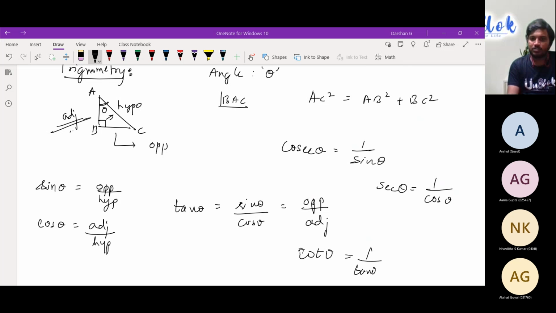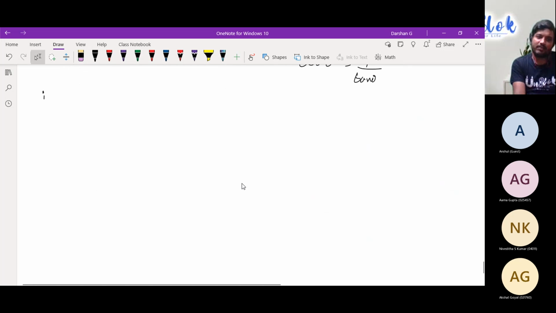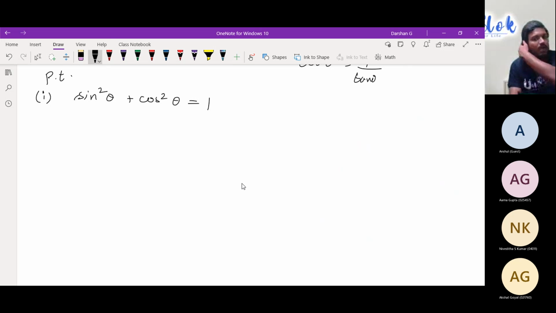That's again understood. Now the next point is the trigonometric ratios. You have a lot of trigonometric ratios which you have to prove. The first one I am giving you to prove is sine square theta plus cos square theta equals 1. So please prove this question. How to prove this question? Anyone?